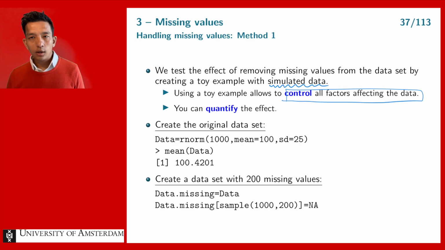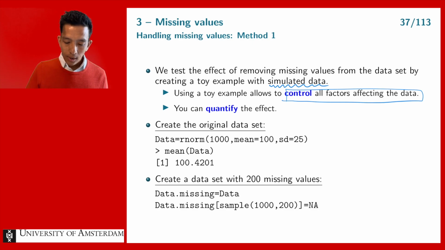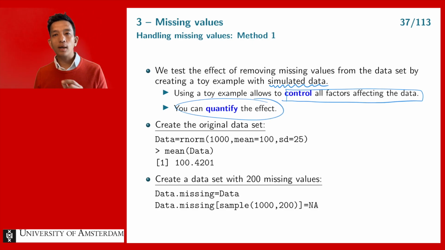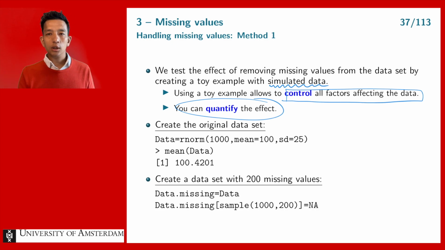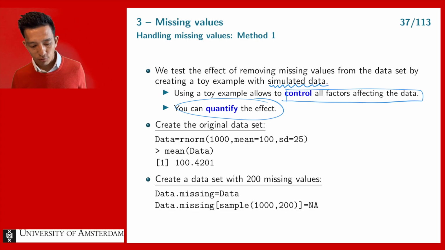A second advantage of using simulated data, synthetic data, is that we can quantify the effect of our method, because we can compare what the result is without any missing values. Because we know what the data is, we know where the data is coming from, we added the missing values, so we know what we did with the data, how we distorted the data. So we can compare with and without missing values to see what is the effect. We can quantify that effect.